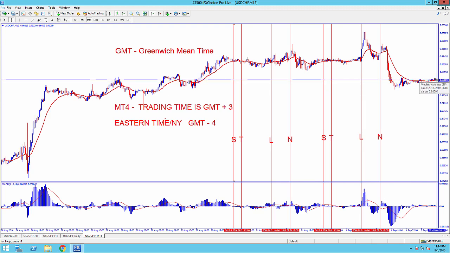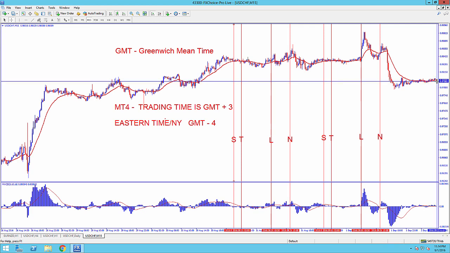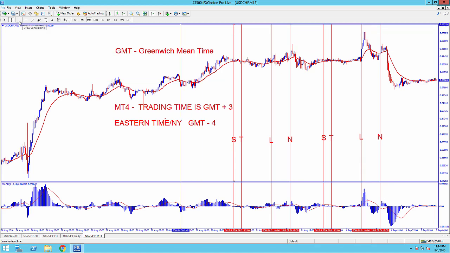So you can see that there is a 7-hour difference between, let me just see if I can show you this. There's a 7-hour difference right there. Okay? Right down here, you see it's 6 o'clock, or the bar is on 6 o'clock, 6:15. It's 11 o'clock in New York at the time of this taping. There's a 7-hour difference. So MT4 trading is GMT plus 3, and New York time is GMT minus 4.